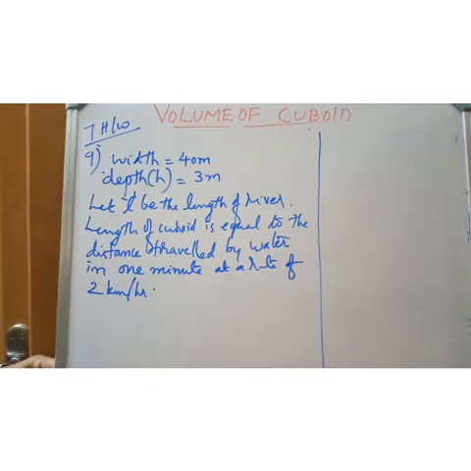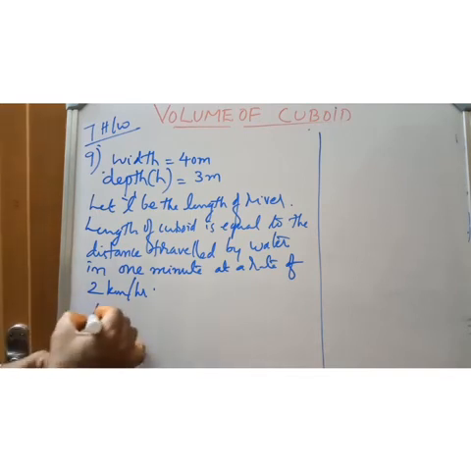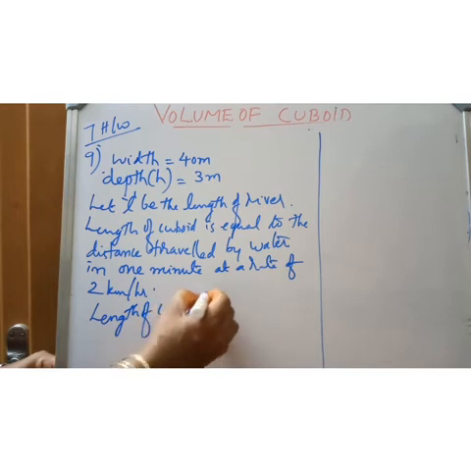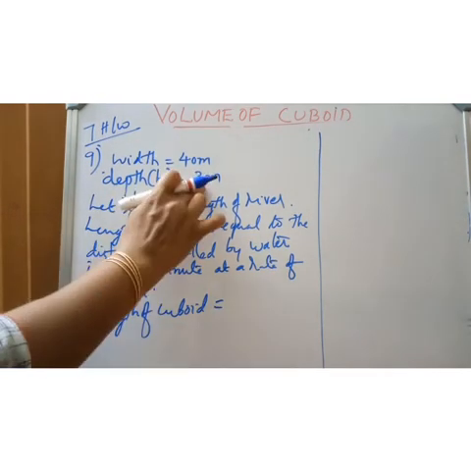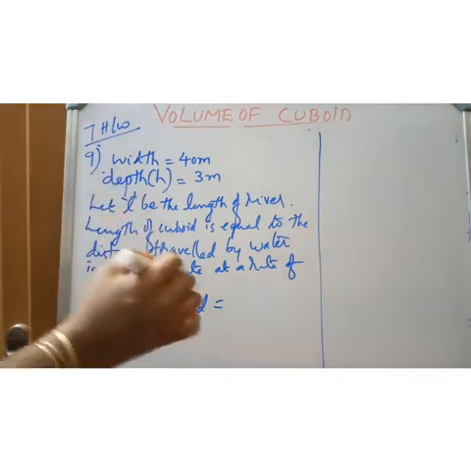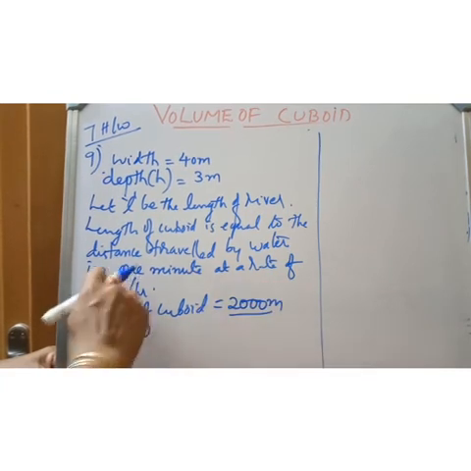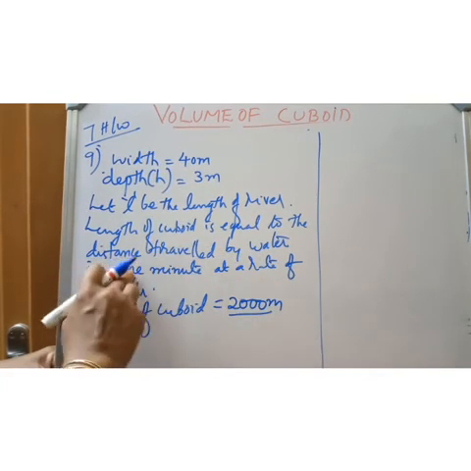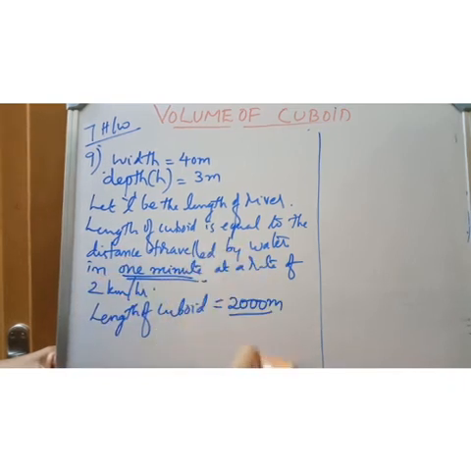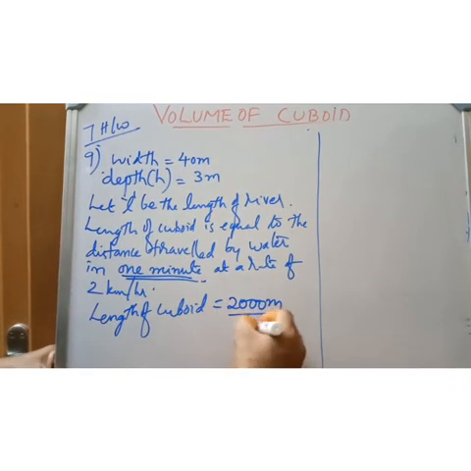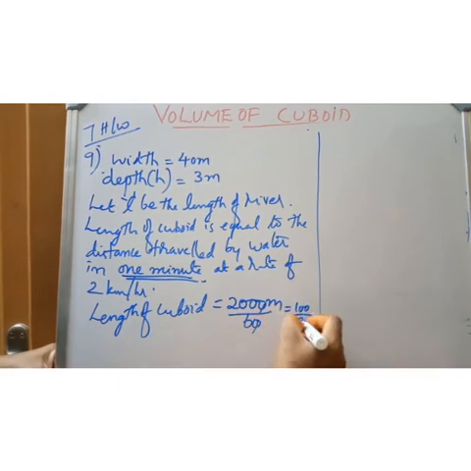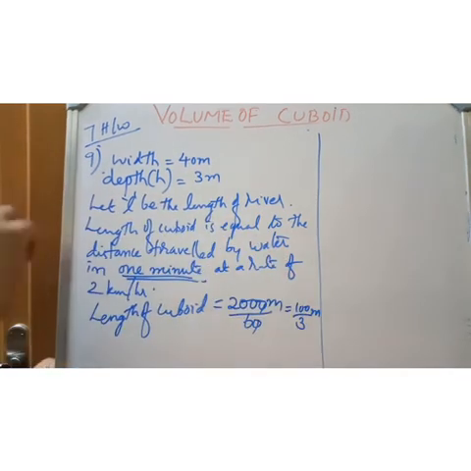So, length of cuboid is equal to 2 kilometers. Here this and all in meter. Okay, kilometer converting into meter, multiplied by 1000. So, 2000 divided by hour. Here we want to find out in minute, isn't it? In minute. So, 1 hour equal to 60 minutes. So, we will get 0 and 0 get cancelled. 100 divided by 3 meter. This is the length of the cuboid.